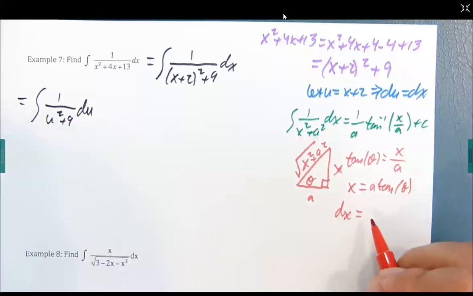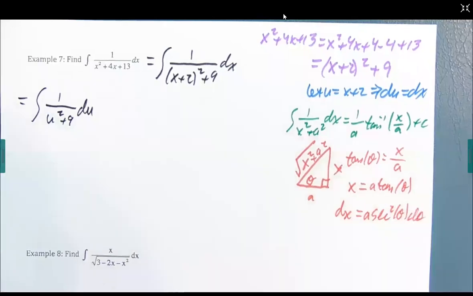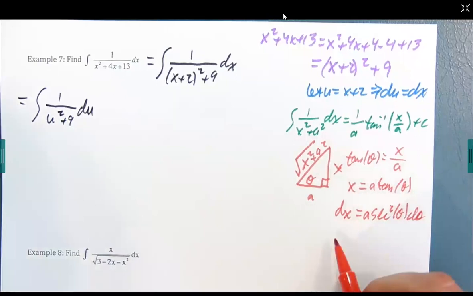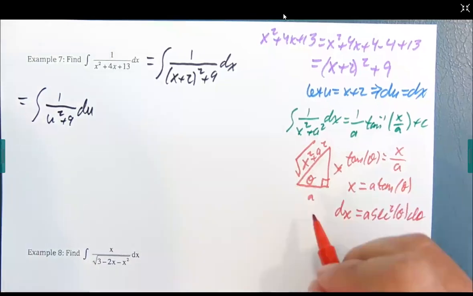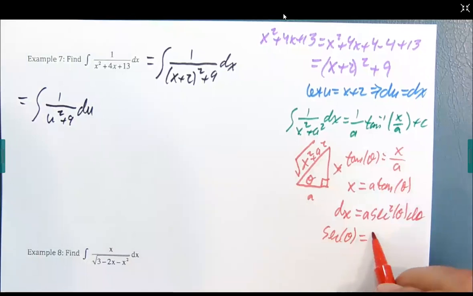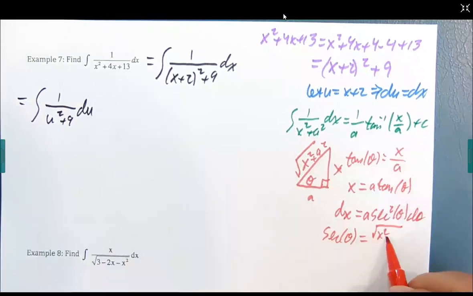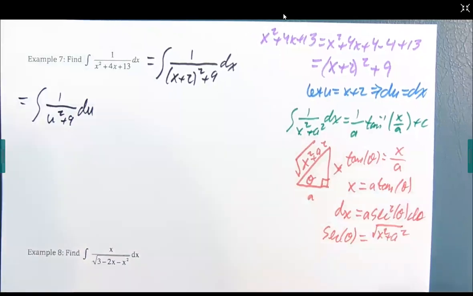dx is a secant squared theta d theta. We can get the radical there by comparing it. That's going to be secant theta is the square root of x squared plus a squared. You might be saying to yourself, hey, there's no radical there. Don't worry, we'll get to that.